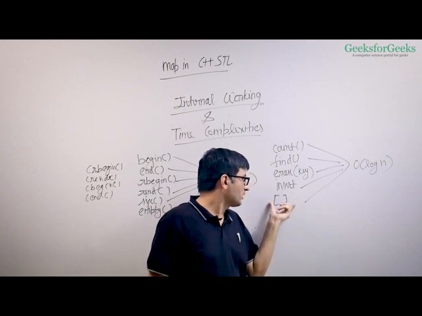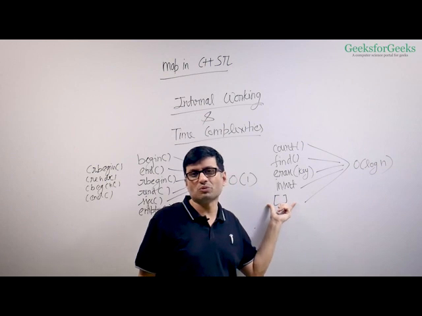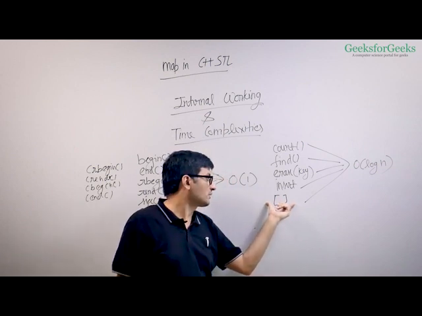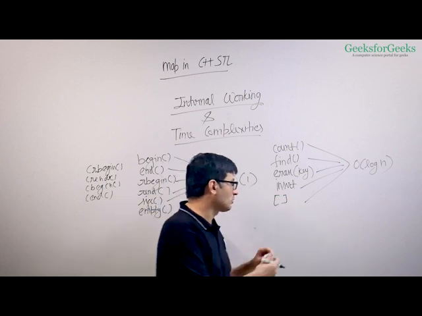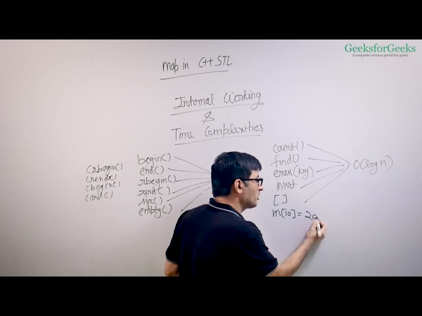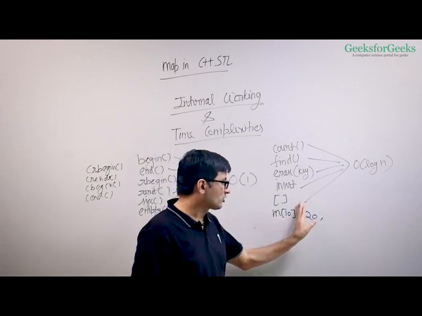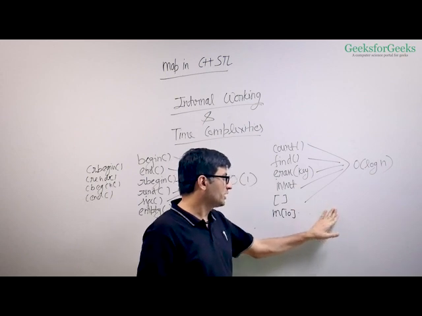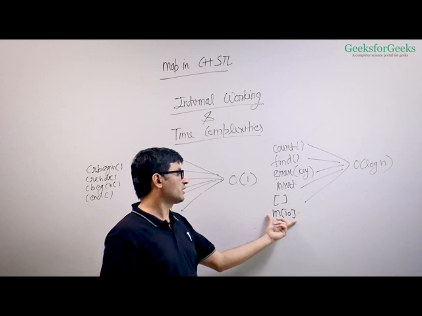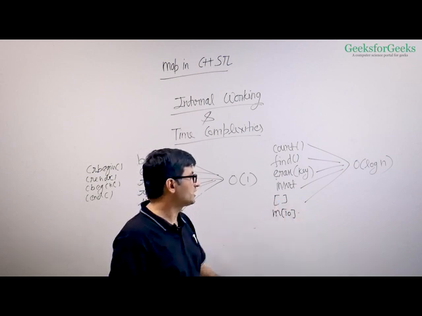This operator is also log n because it works sometimes as an insert, sometimes as a find. So I'm talking about this operator, map 10 equal to 20 that we wrote earlier. If you try to access M10, if it is not present, then this operator actually inserts into the map, right? So then it works as an insert, otherwise it works as a find. So it finds and updates the new value.